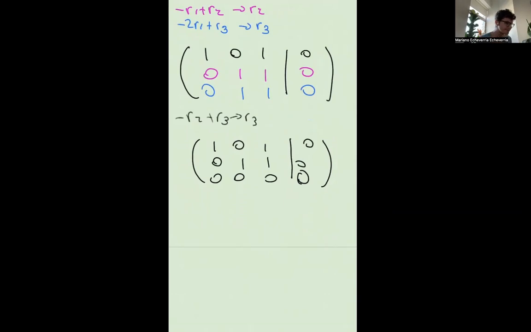Well, that's more or less the best you can do, because to put a 0 here would necessarily undo the 0 that you have here. So this is the reduced form. Again, what's the rank of the matrix? The rank is 2, because there are 2 non-zero rows. And what's the number of columns? The number of columns is 3.